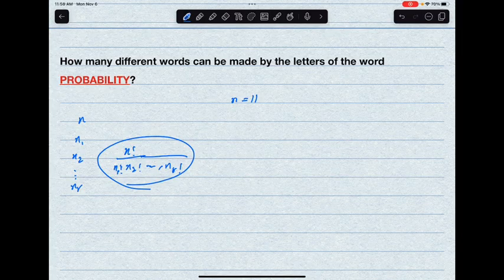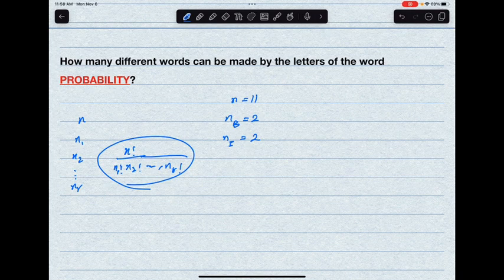So we have N1, the number of times we are using B. We can just say N of B instead of N1. N of B is 2. That means we must use B twice. And there's I, N of I is also 2. So now, how many different letters?